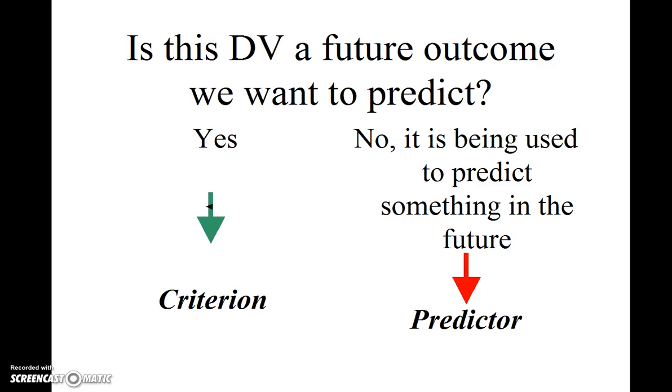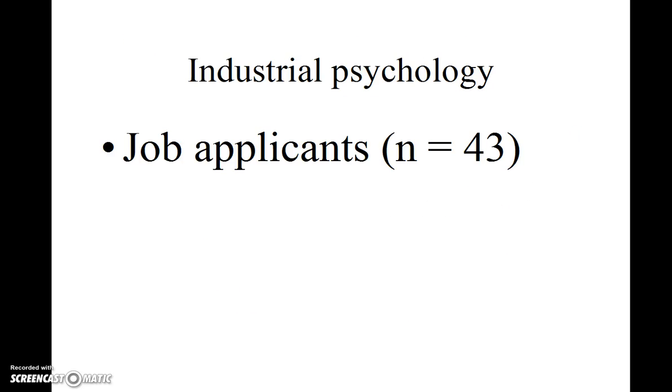Now, is this dependent variable an outcome that we want to predict? If so, that is a criterion variable. Now, if it's not a criterion variable that we're trying to predict in the future, then is it being used to predict something else that will occur in the future? If so, then it is a present or past predictor of a future criterion variable.